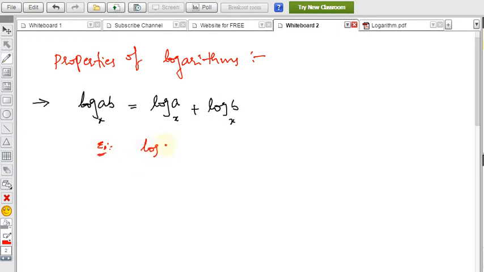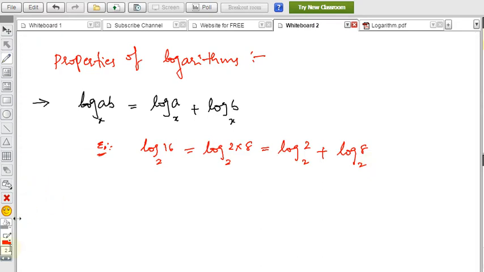Now log 16 to the base 2 is given. 16 I can write as 2 into 8 to the base 2. So we can separate this: log 2 to the base 2 plus log 8 to the base 2. If it is multiplication, we can convert it into a plus. Not only a into b, you can do this with any number.